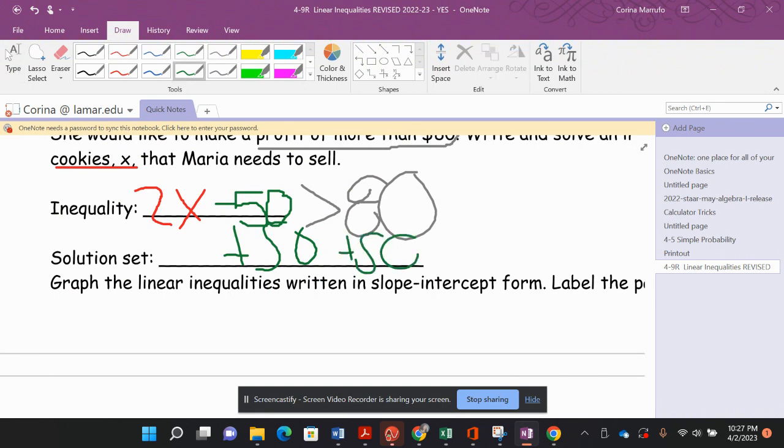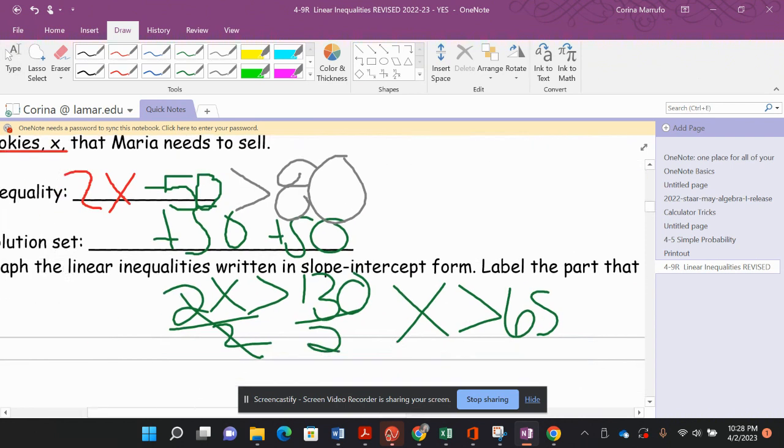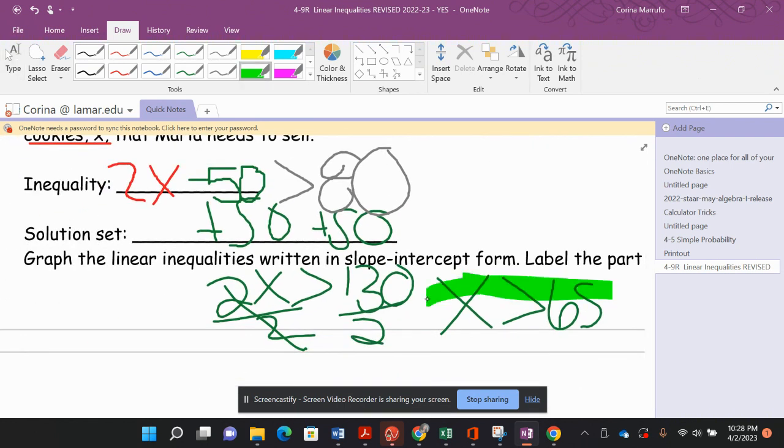And then plus 50. So 80 plus 50 is going to give us 130. Okay, then we divide both sides by 2. This cancels and we get x is greater than 130 divided by 2 is 65. So our solution set here is x is greater than 65. So this is actually the answer for this question right here. I just didn't leave any space for it. Okay.